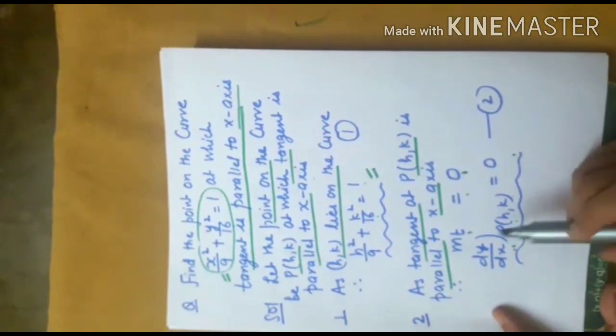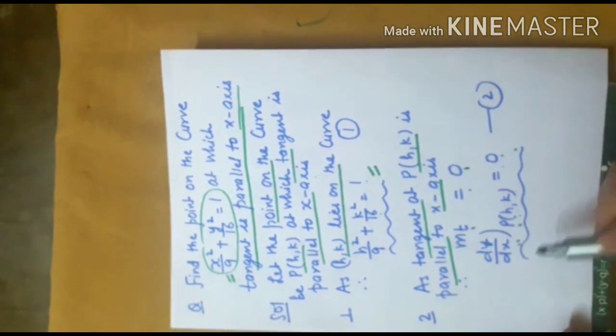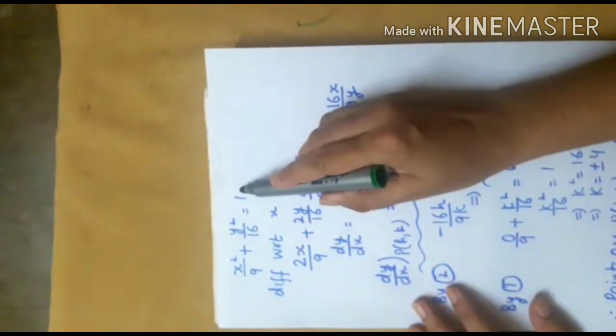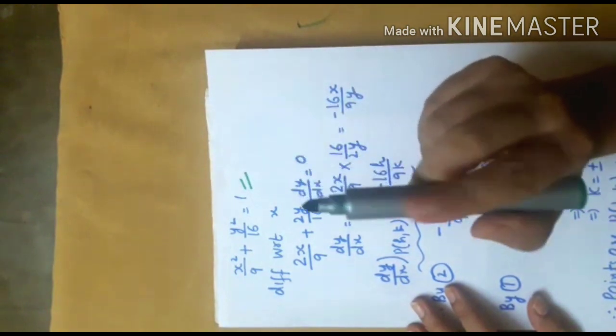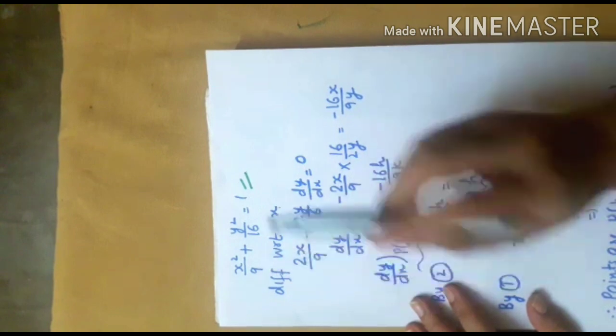So, dy by dx at h, k is 0. Now we will find dy by dx at h, k. Now this is the equation of the curve. I want dy by dx, so I'll differentiate both sides with respect to x.